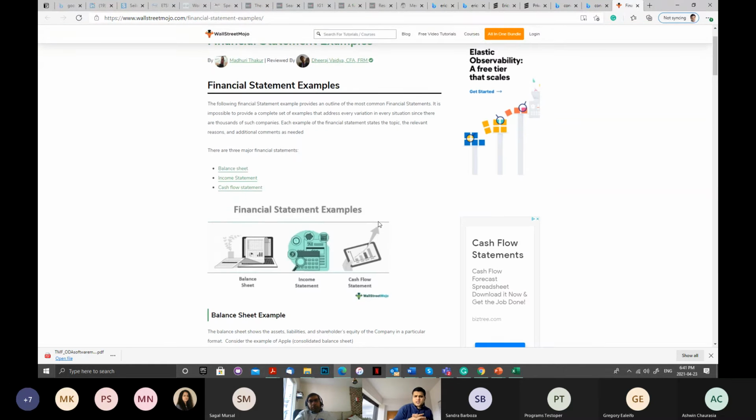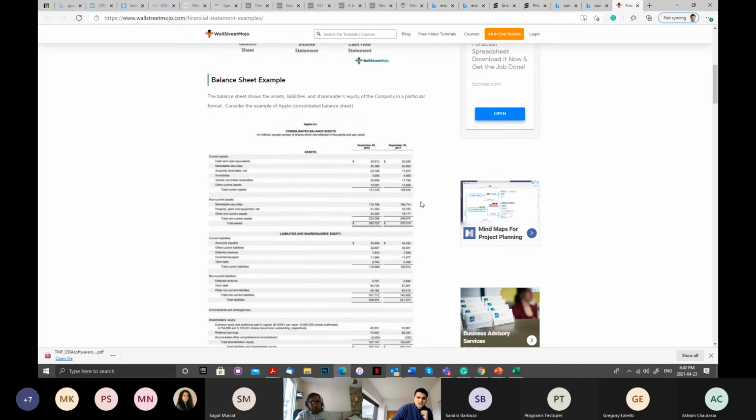What we learned last time is, there are three major financial statements. What is a balance sheet? What is an income statement? What is a cash flow statement? This is what we learned, and a little bit more detail. I'm kind of summarizing that. So what is a balance sheet?